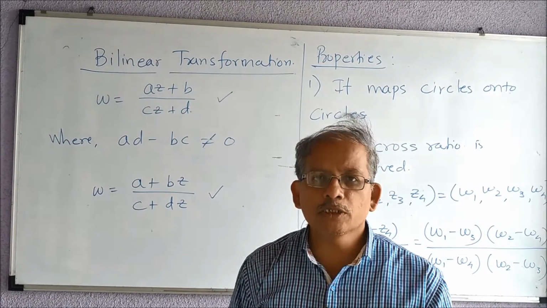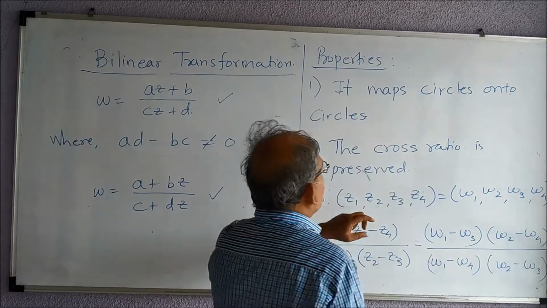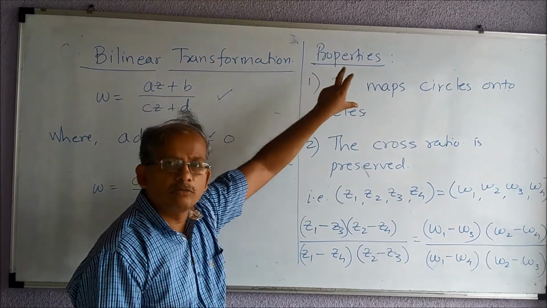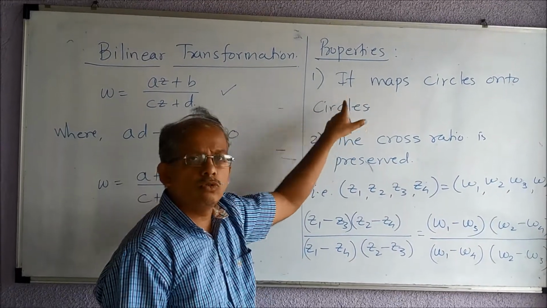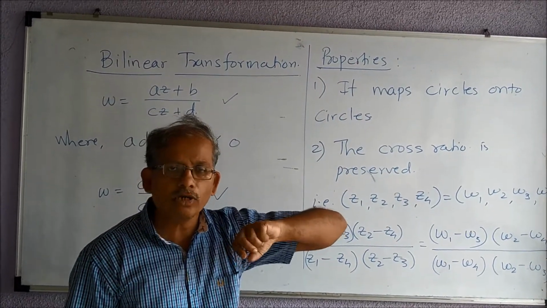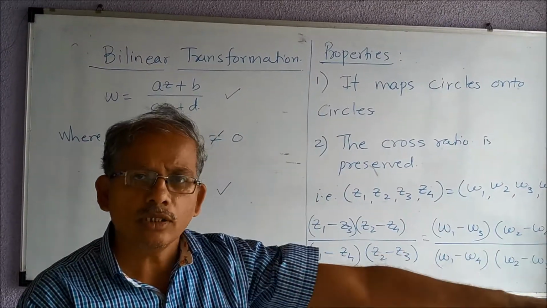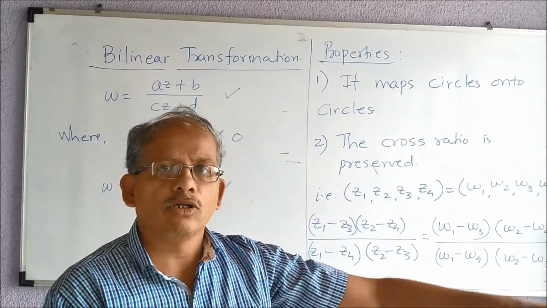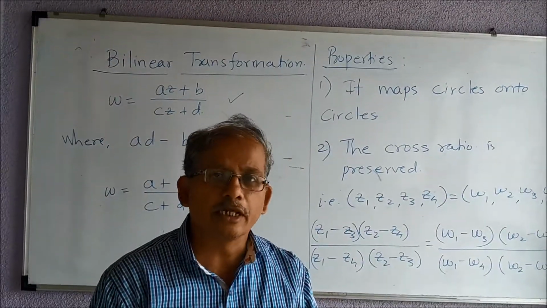Now what are the properties of this bilinear transformation? The first property is that it maps circles onto circles. So a circle from the Z plane gets mapped to a circle on the W plane, but the radius will be different and the center will be different.